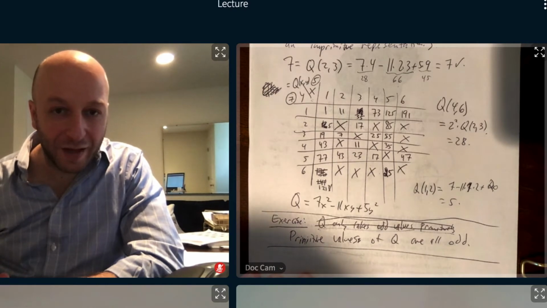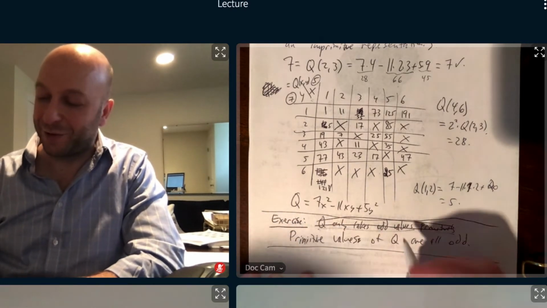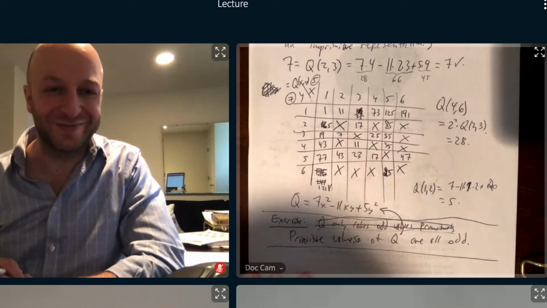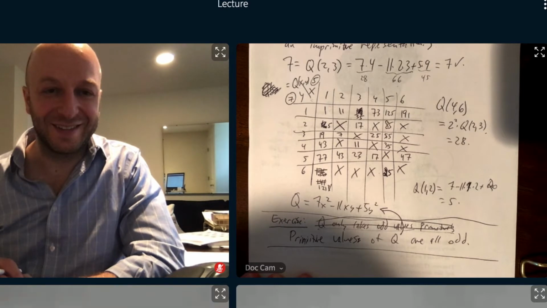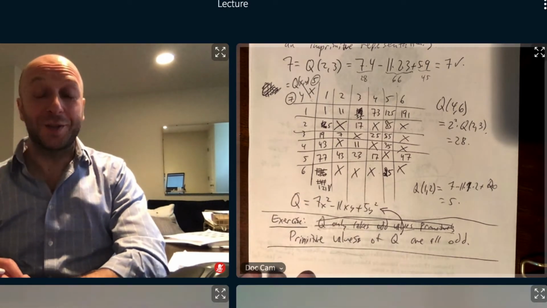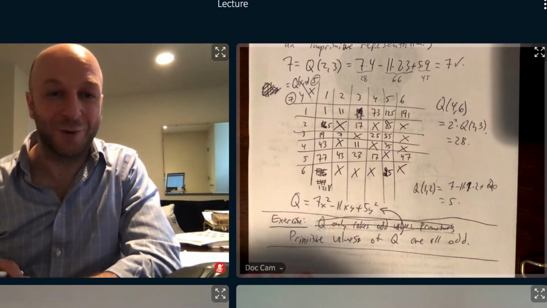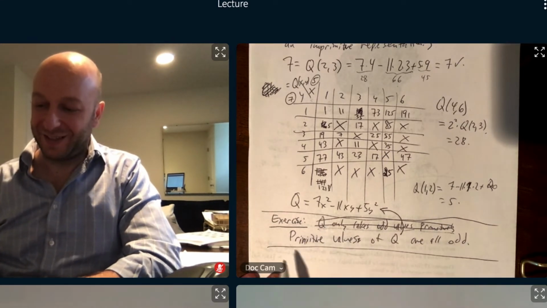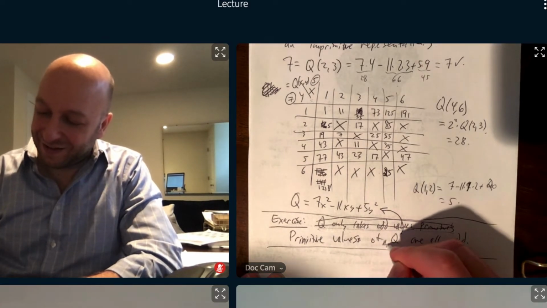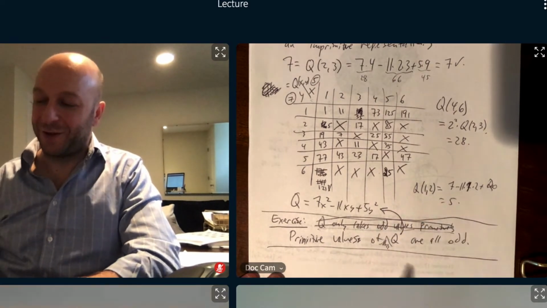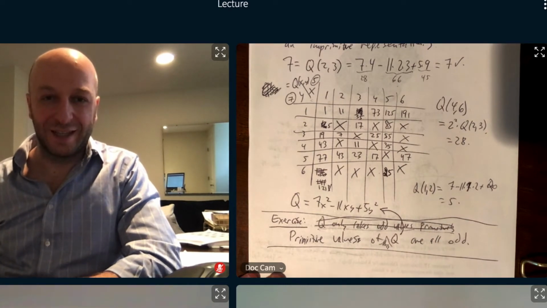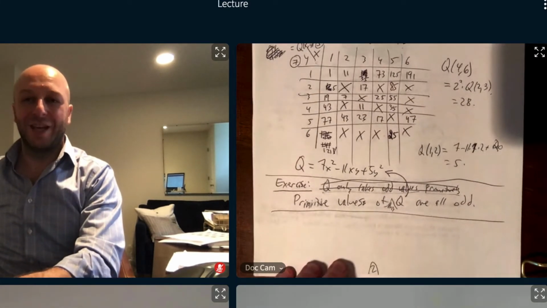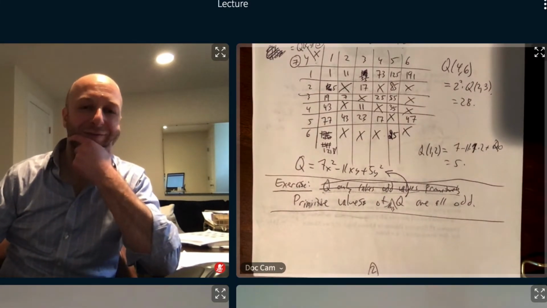Wait, but doesn't that depend on what... I mean, for this Q. For this particular Q. That's not true in general. Right? X squared plus y squared takes the value 2 primitively when x and y are both 1. So you're absolutely right, Kevin. Primitive values of this Q are all odd. How would you prove this? This is easy. You want to take 5 minutes, take 2 minutes, and see if you can see how to do this.